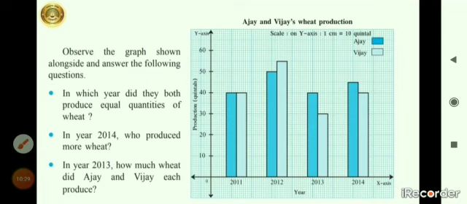So what is the first question? In which year did they both produce equal quantities of wheat? So equal means same. So observe the graph and find out where you can see both the bars are at the same height. It is here in 2011. So you can write the answer: in 2011 both produced equal quantities of wheat.